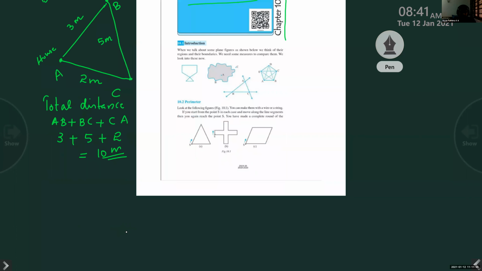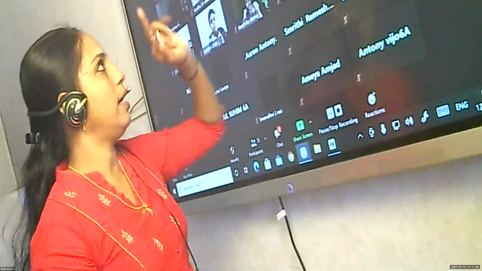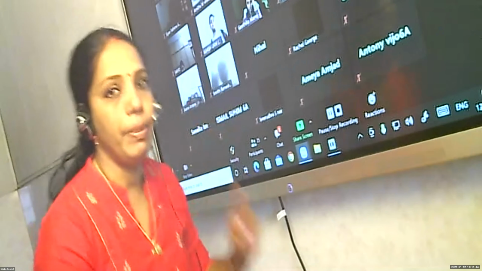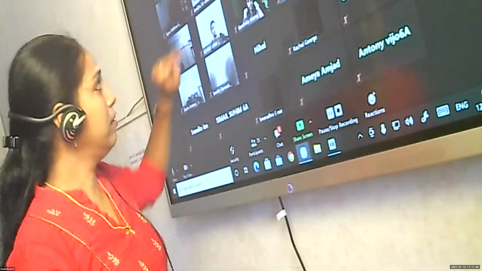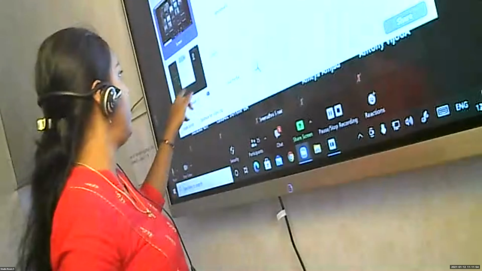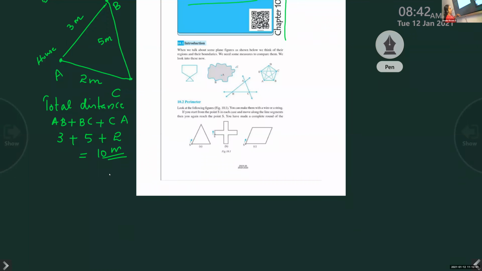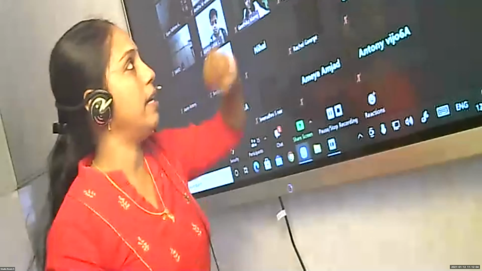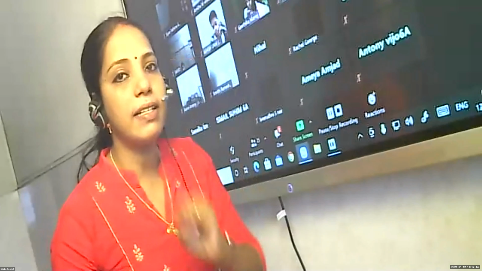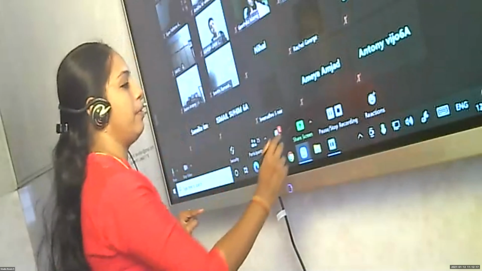So this is the total distance covered. The total distance covered is known as perimeter, the distance around a figure. Can you identify what type of figure it is? Triangle. The perimeter of that triangle, that means his path. When we draw his path, it will become a triangle. So the perimeter of that triangle, or of any shape, is the distance traveled around. Did you understand?